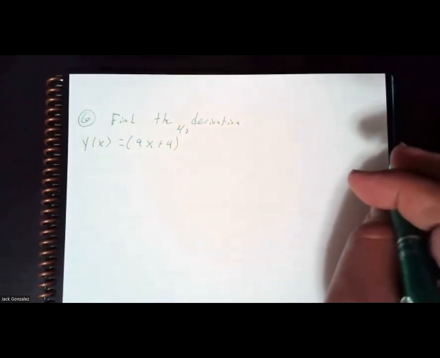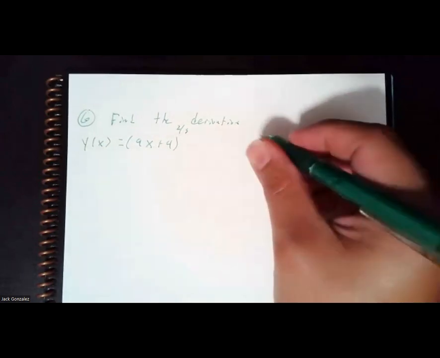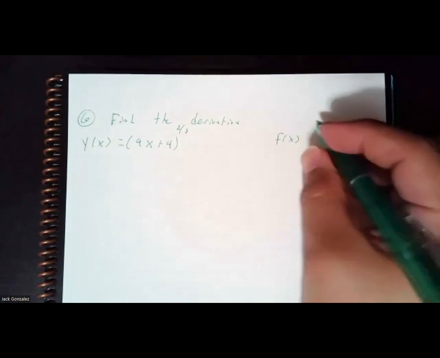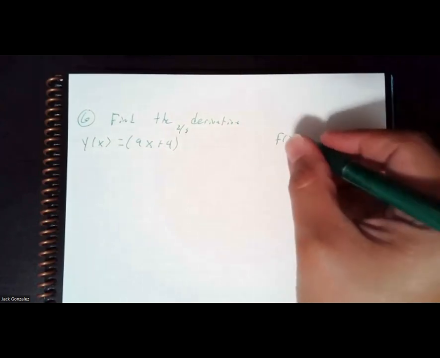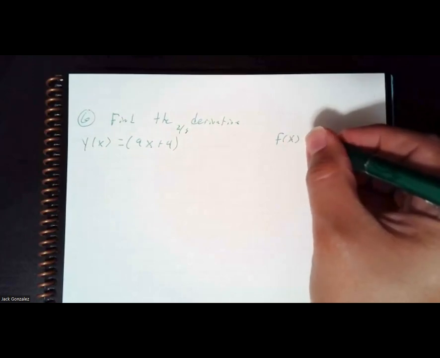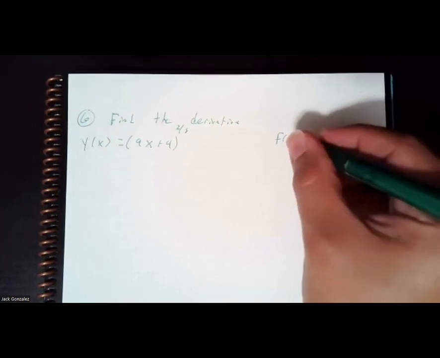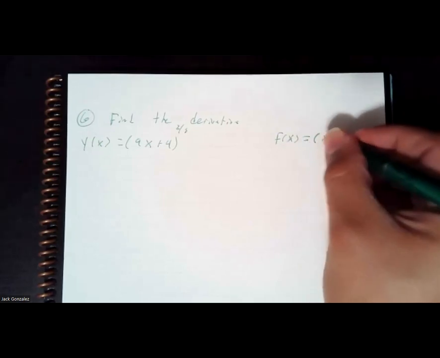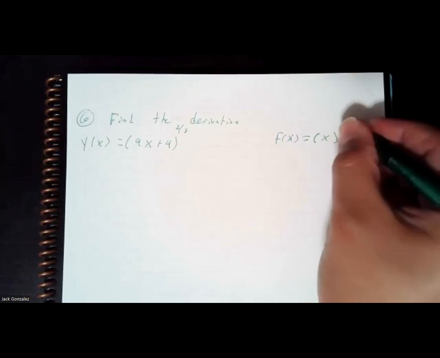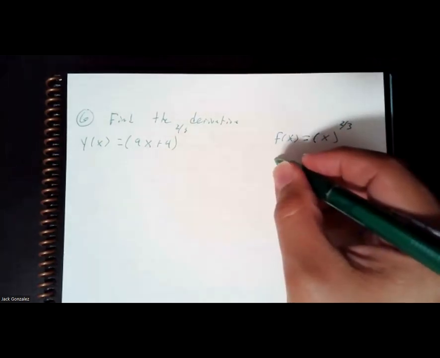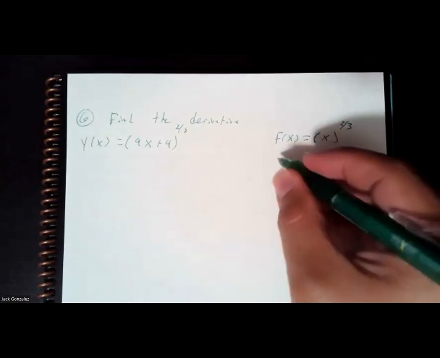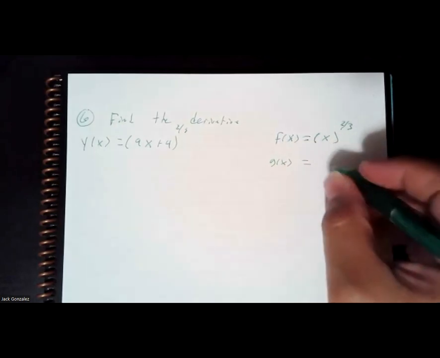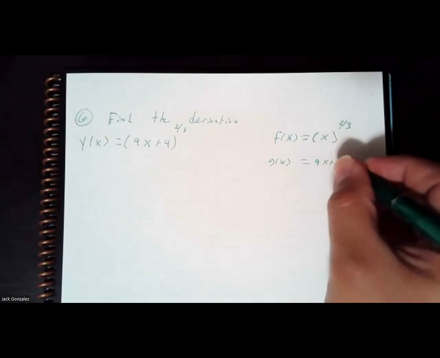So our outer function f of x, they call it in the book f of u, but it's all good. This would be the outer part. The inner part is the g of x, which will be 9x plus 4.